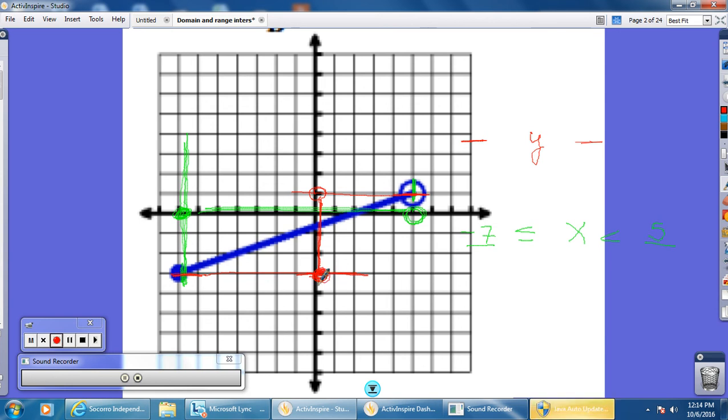So the lowest number is negative 1, 2, 3, negative 3. My highest number is 1. This is 0, this is 1. Now again, down here I have a solid circle. I include the equal. Up here I have an open circle, so it's without the equal. So y is between negative 3, including negative 3, all the way up to 1, but not including 1. So there's my domain, and there's my range.